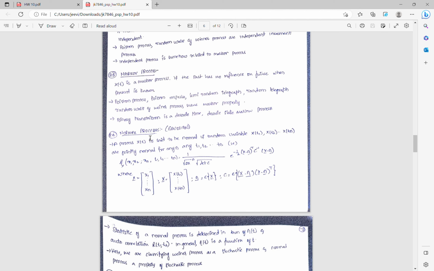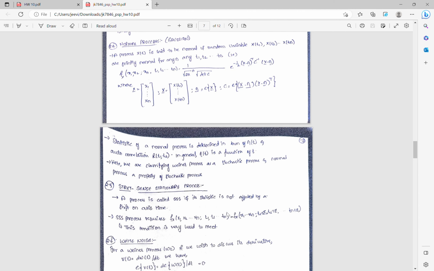The Gaussian process, also called the normal process: a process X of t is said to be normal if X of t1, X of t2, and so on to X of tn are jointly normal for any t1 to tn. That is, f of x1 to xn, comma t1 to tn is equal to 1 over root of (2 pi) power n times det C, times e power minus 1 by 2 times (x minus eta) transpose C inverse (x minus eta), where x is the vector from x1 to xn, X is X of t1 to X of tn, eta is the expected value of X, and C is the expected value of (X minus eta)(X minus eta) transpose. The statistics of a normal process is determined by its mean eta of t and autocorrelation R of t1, t2. In general, eta is a function of t. Here, we are classifying the Wiener process as both a stochastic process and a normal process.